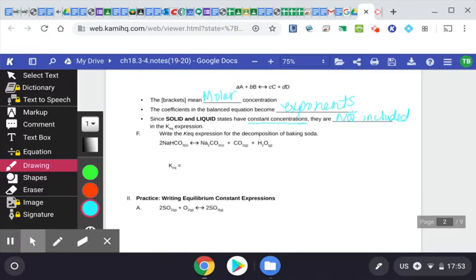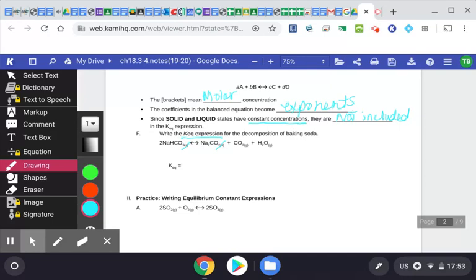All right, so the problems that we're going to practice here are writing the KEQ expression, our equilibrium constant expression, for different reactions. Here we're looking at the decomposition of baking soda. The very first thing you want to address is the states of matter. We said gases and aqueous substances are included in equilibrium constant expressions. Solids and liquids are not. So the solids, right away, I'm marking those off. Those are not included in our equilibrium expressions.